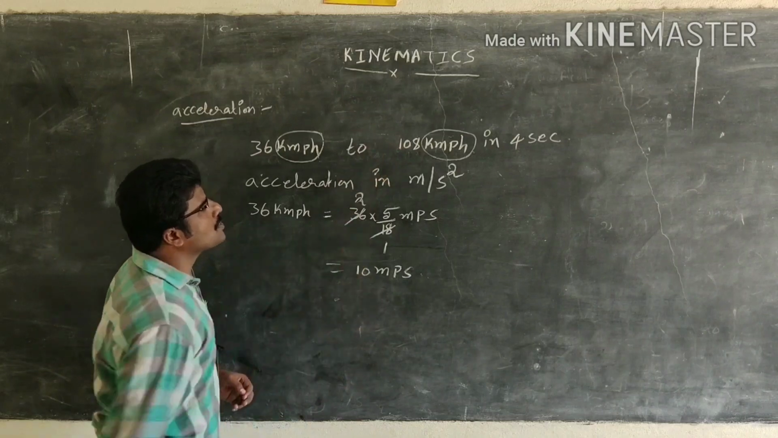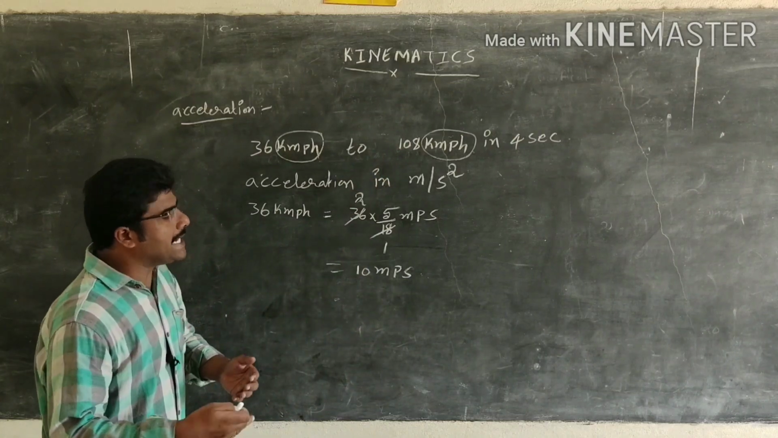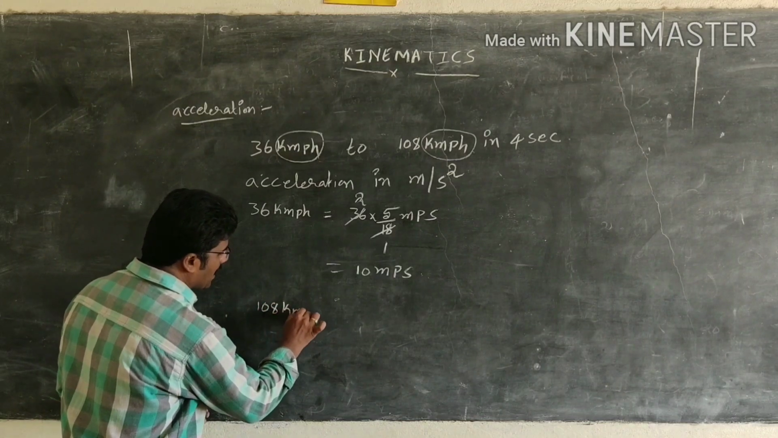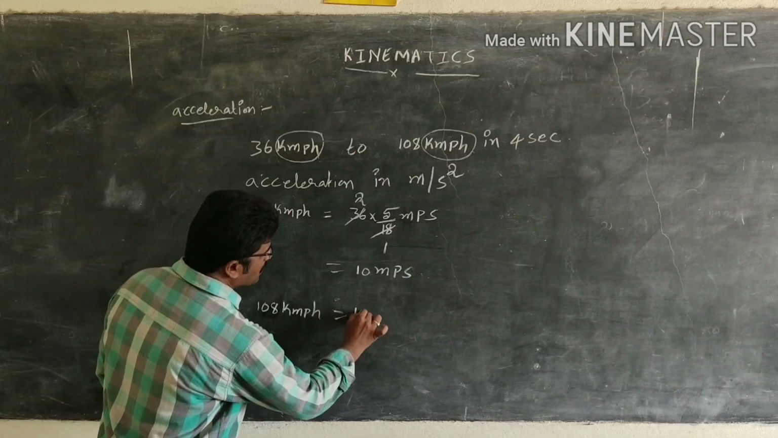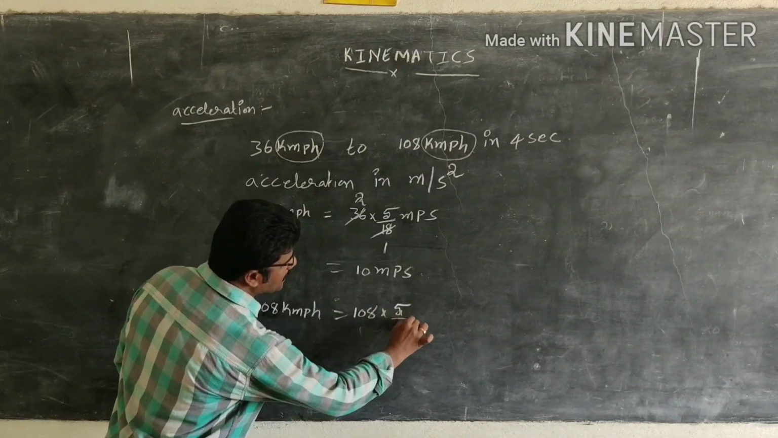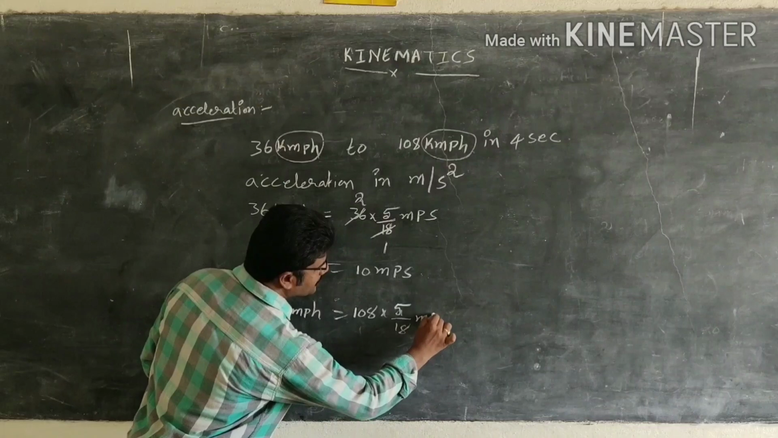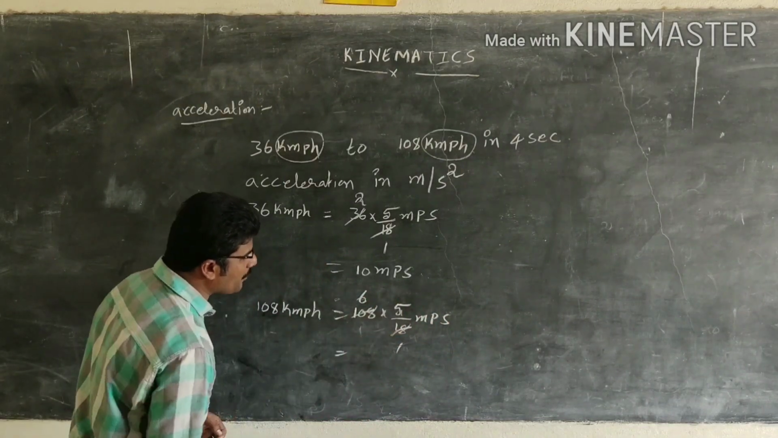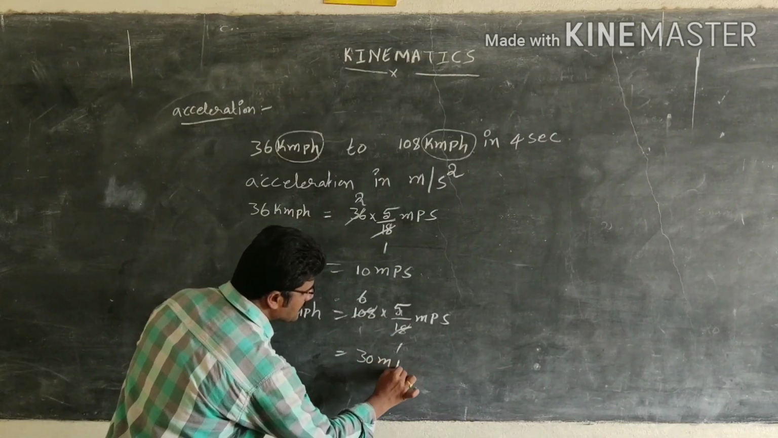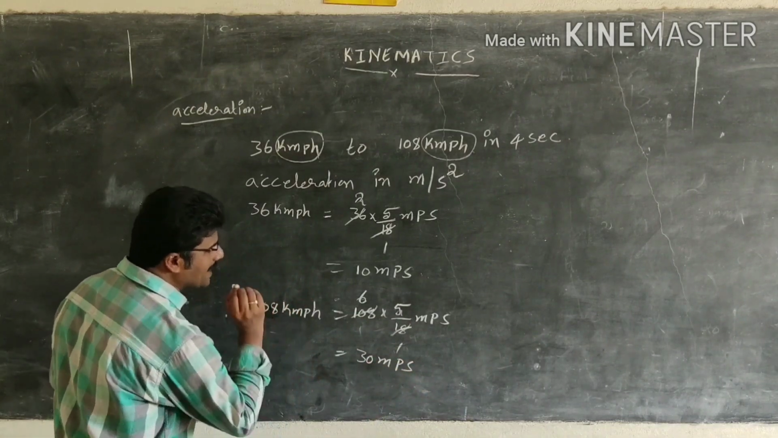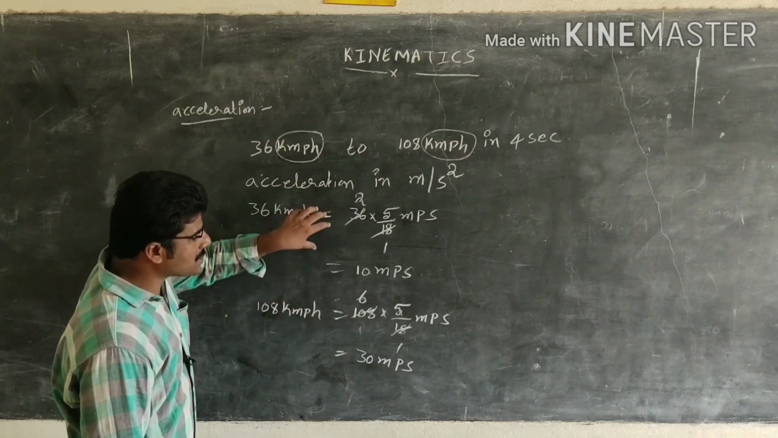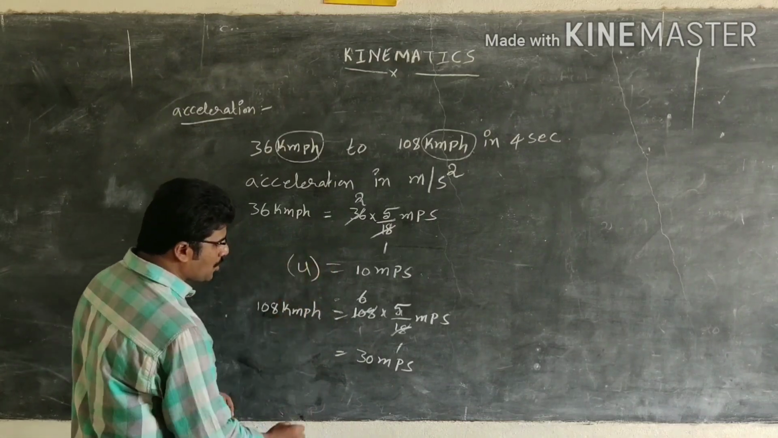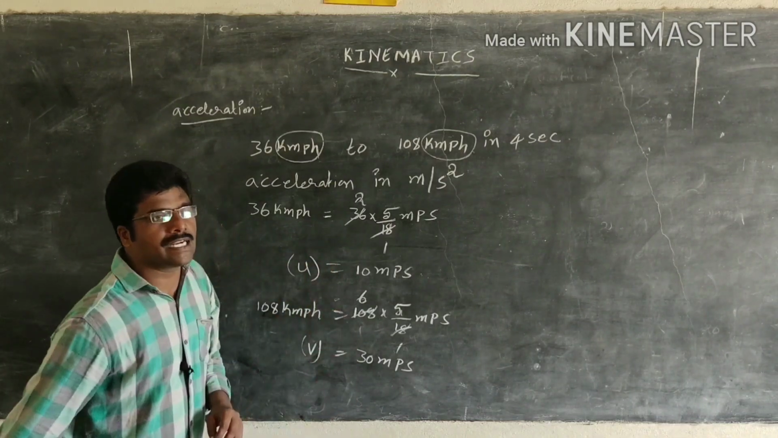In the same way, we are going to calculate the final velocity in terms of meter per second. So 108 kilometer per hour equals 108 into 5 by 18 meter per second. 18 ones are 18, 18 sixes are 108, so 6 into 5 is 30 meter per second. This is the final velocity. So initial velocity is represented by the letter U and final velocity is represented by the letter V.